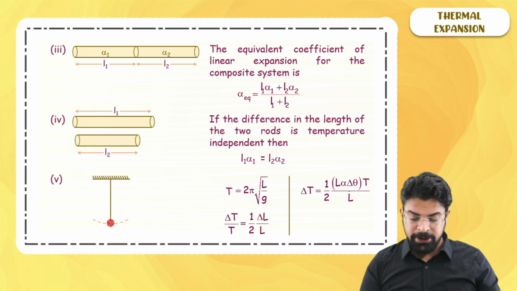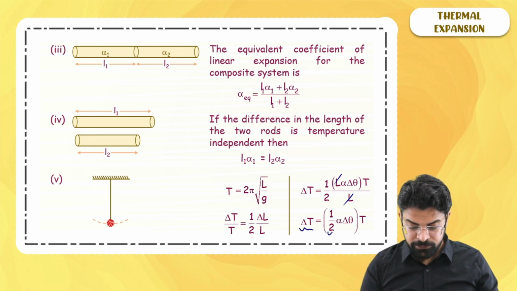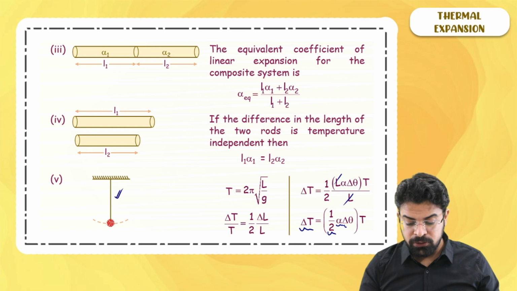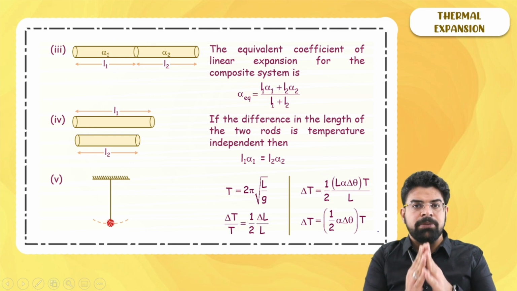Now beta, you can cancel out L and L. So you will say the change in time period equals half times alpha, the coefficient of linear expansion of this wire material, times the change in temperature, times the original time period. So this is the change in time period of a simple pendulum.